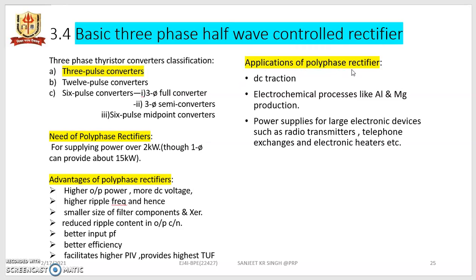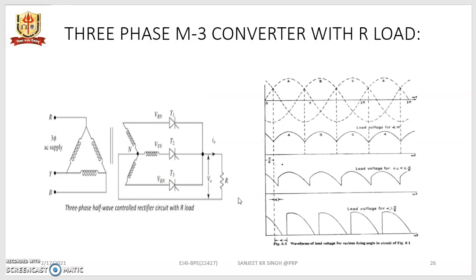What are the applications of polyphase rectifier? It is used in DC traction, electrochemical processes like the production of aluminum and magnesium, in power supplies like in electronic devices, radio transmitters, telephone exchanges, electronic heaters, etc. These are the different application areas where polyphase rectifiers are in use.